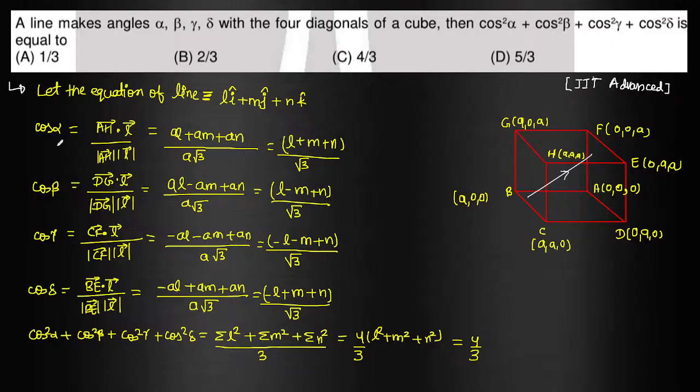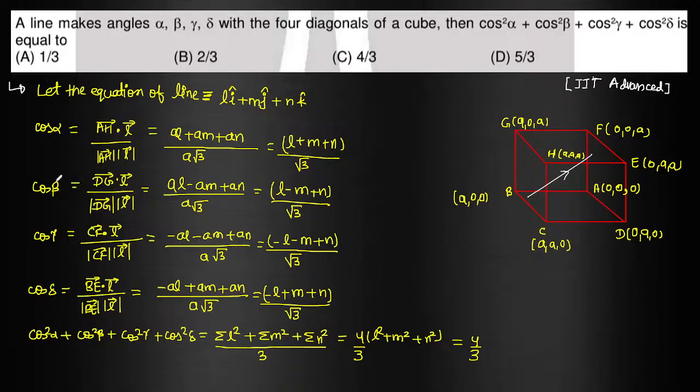So cos alpha with the vector, which is a, and the L vector is L, m, n. So al plus am plus an by a root under a square plus a square plus a square, which is a root 3. So if we cancel a, it is (L plus m plus n) by root 3.